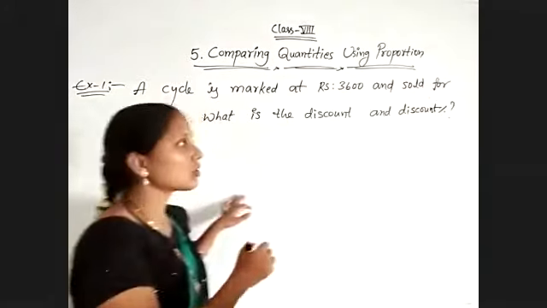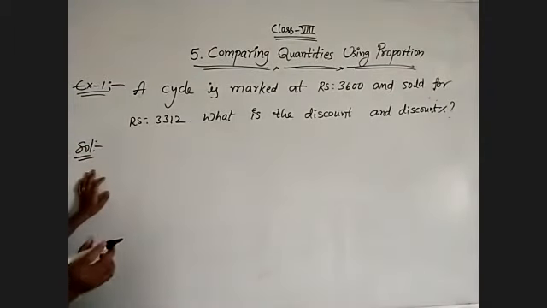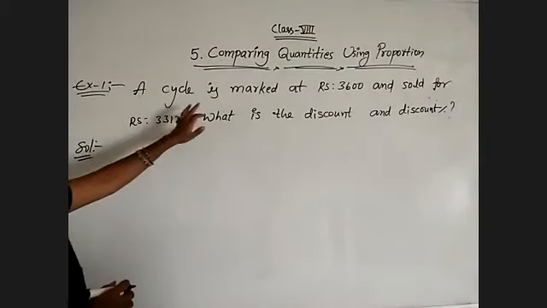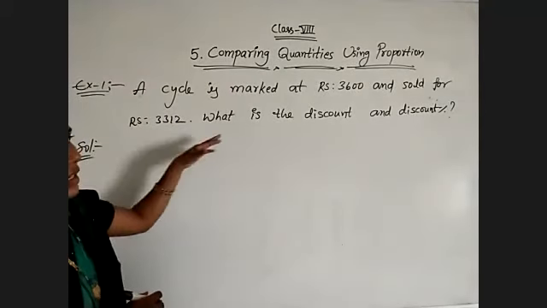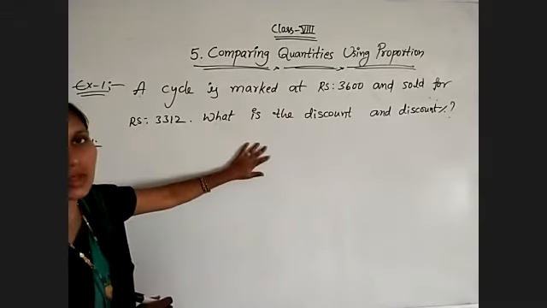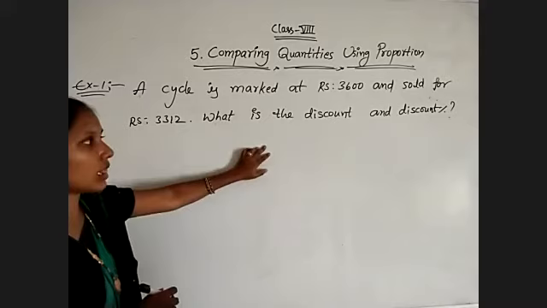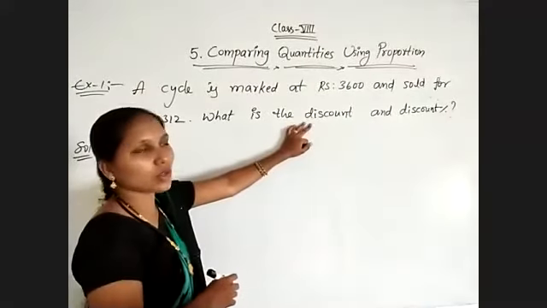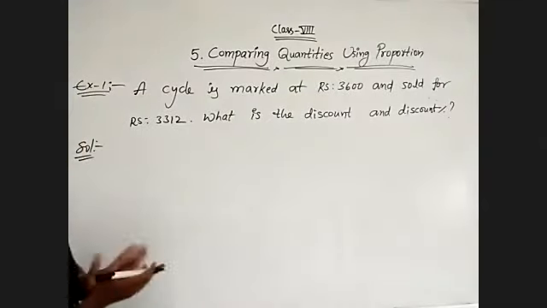Okay, observe the question. It is very clear that they have given the market price, sold means selling price, and are asking about discount and discount percentage. So this question is depending on discount. In that, what is the formula for discount and discount percentage? Remember. So now just observe the question carefully.